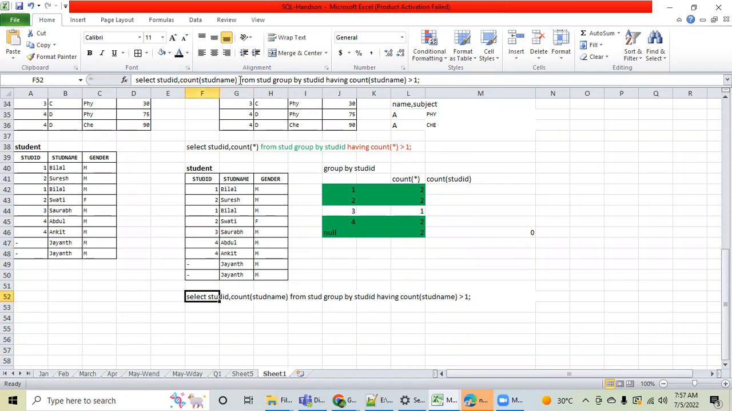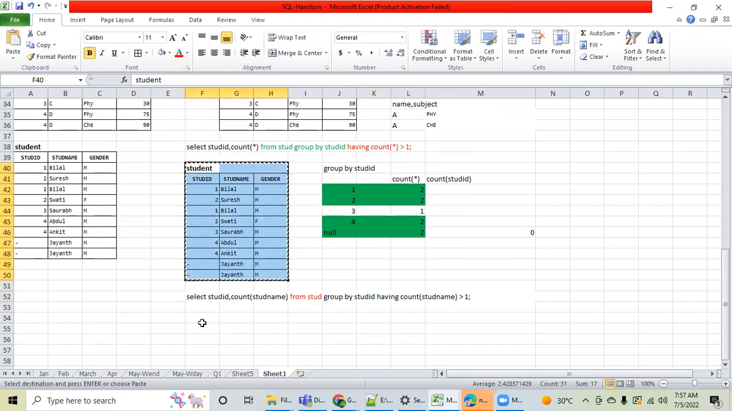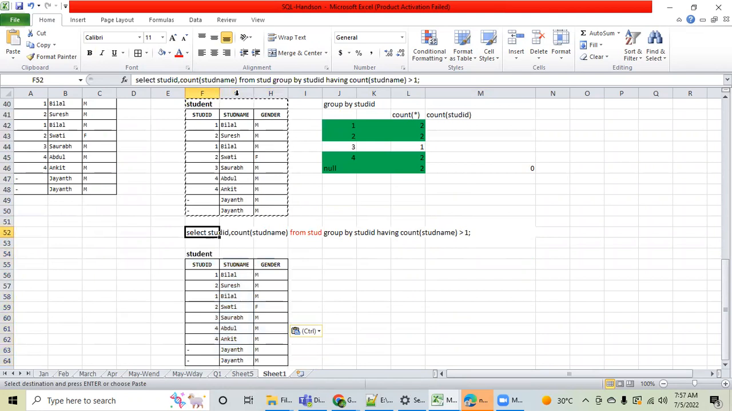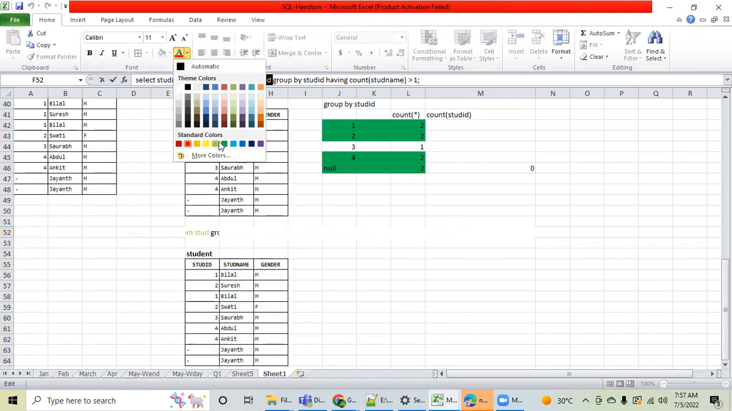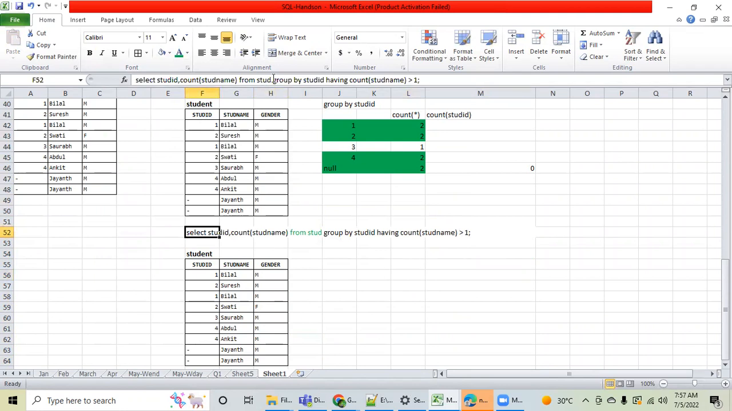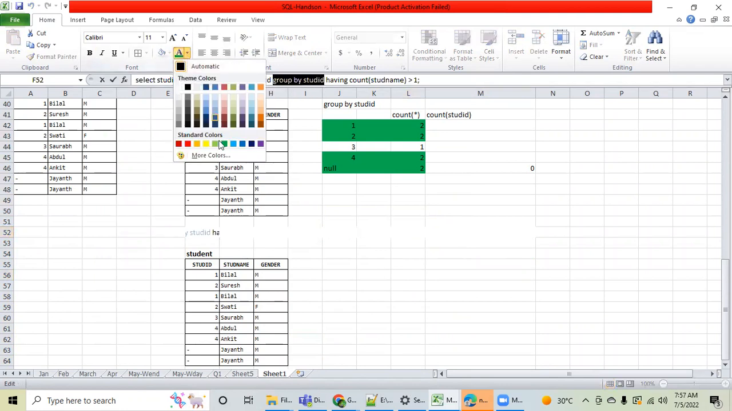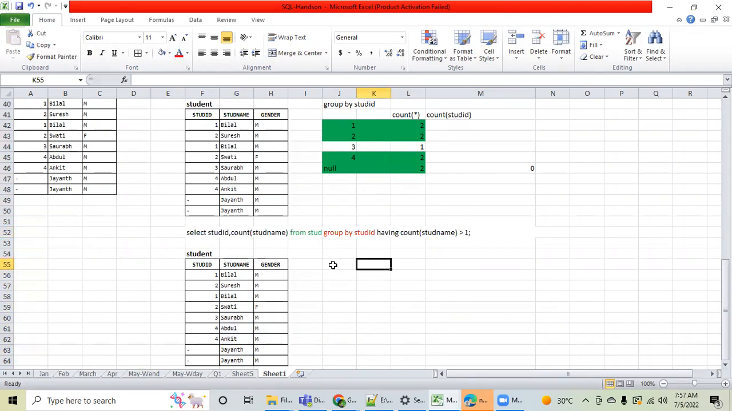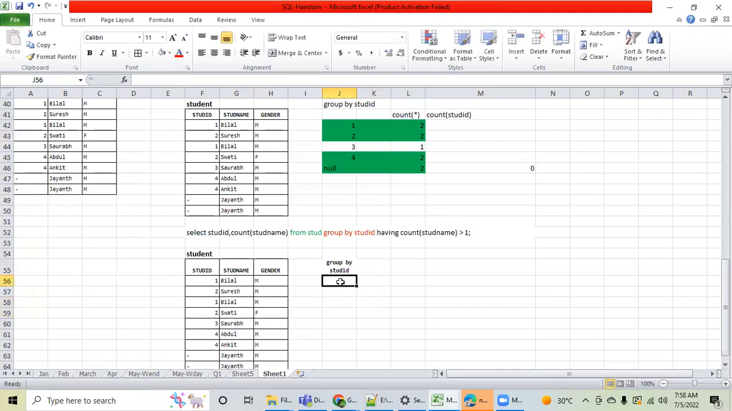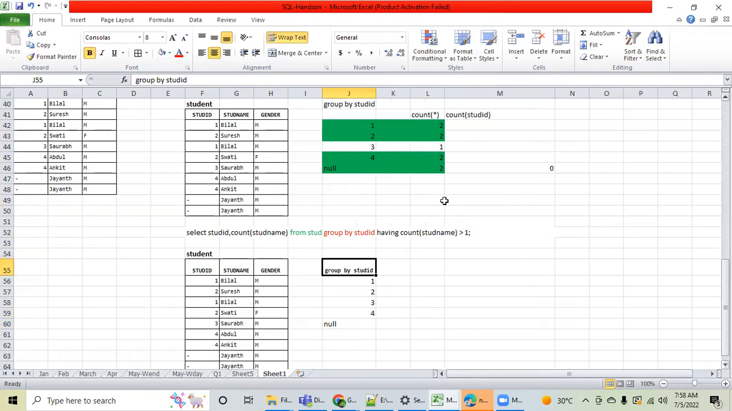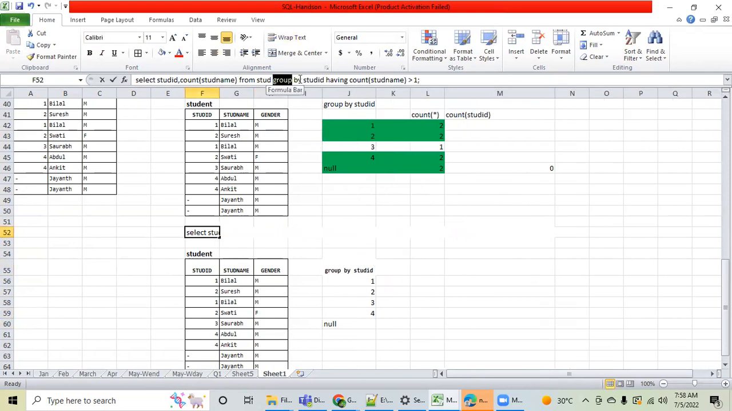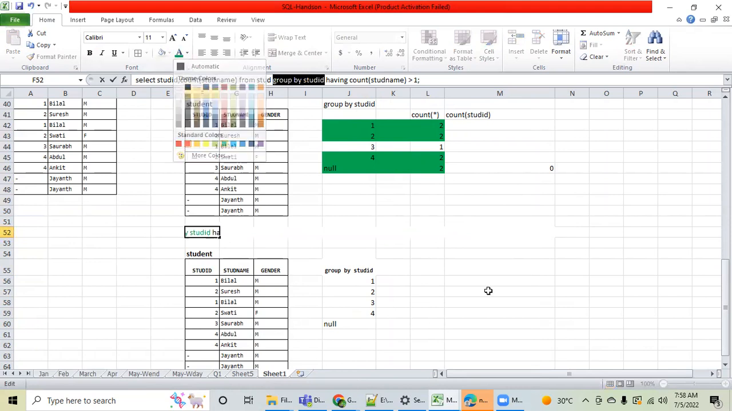First of all, from will be executed. Let me highlight this. So the table will be copied. Keep it here. From is done. Mark it green. Next is group by. Group by student ID. When you do group by student ID, the buckets will be 1, 2, 3, 4, null. Okay. So far, is it clear? We have created a bucket. Grouping is done. Let me mark it green. Any questions so far? Hope it is clear.